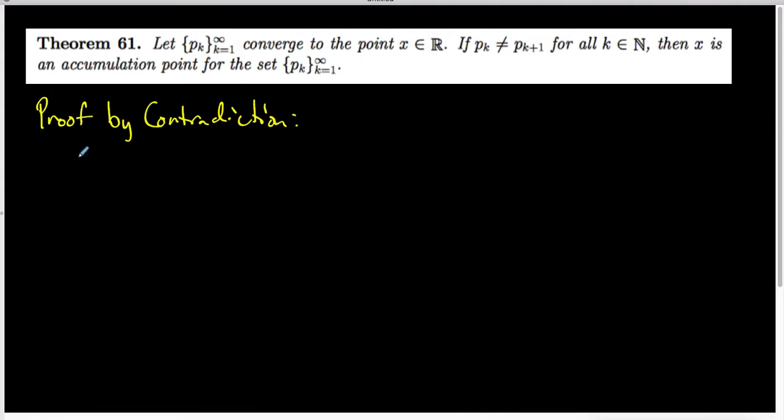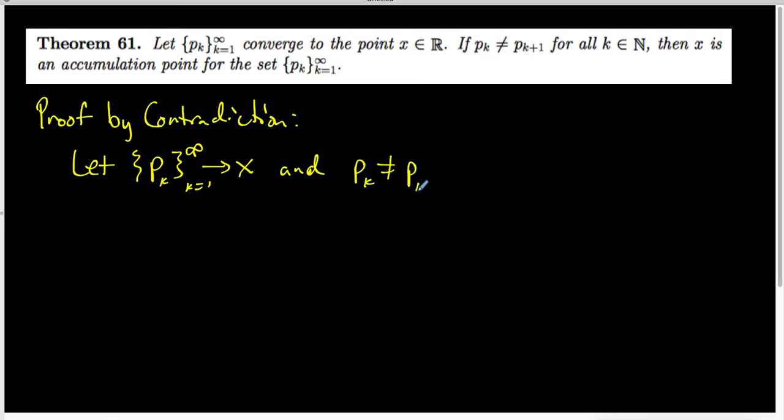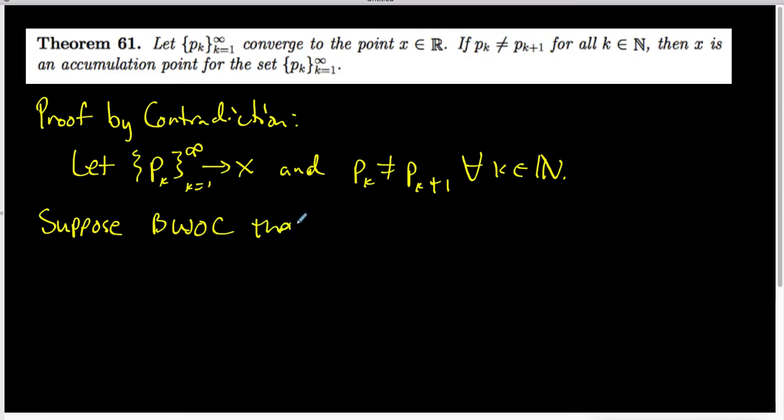So I'm going to let the pKs be a sequence that is known to converge to X. And this sequence has the property that pK is never equal to pK plus 1 for all k inside the natural numbers. And we are going to suppose, by way of contradiction, that X is not an accumulation point for the set of terms of my sequence.